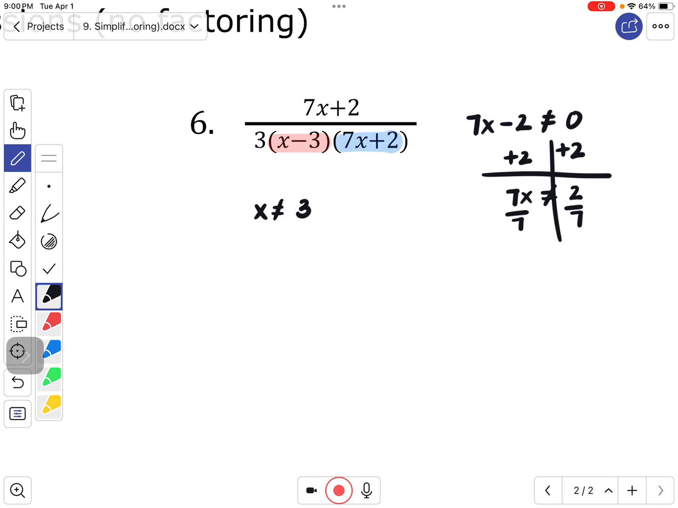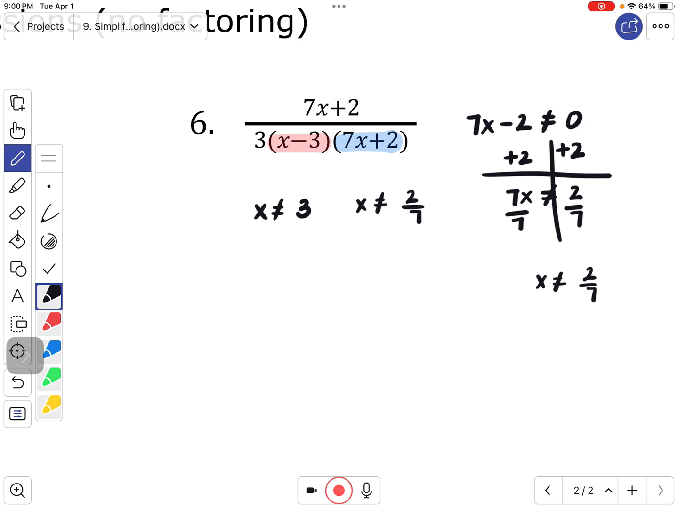So I can say x cannot equal, and I'm going to leave it as a fraction, 2 over 7. Okay, so I'm going to put it right up by this other one. So x cannot equal 2 over 7. So that's one of my answers.